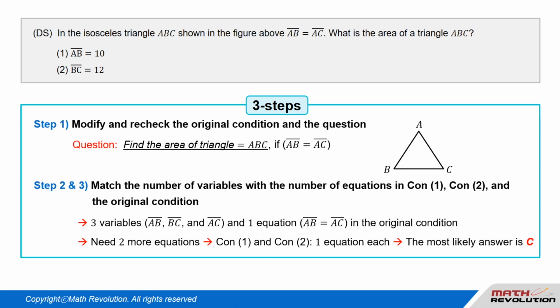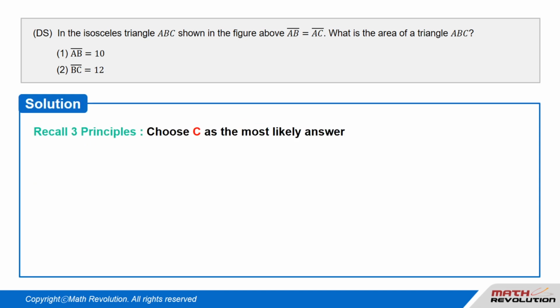People usually feel anxious when solving these geometry questions, but surprisingly, you can find the answer right away by using the variable approach, without checking conditions 1 and 2. Recall 3 principles and choose C as the most likely answer. In the original condition, we need 2 more equations, so it is about 70% likely that C would be the answer. On the actual exam, be sure to pick C.